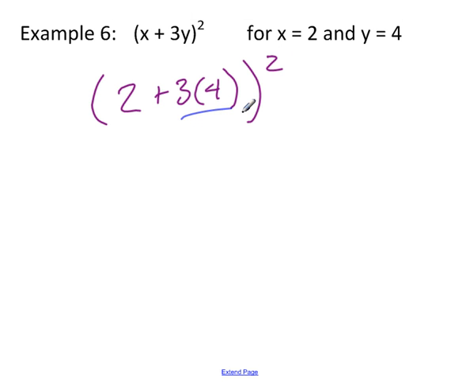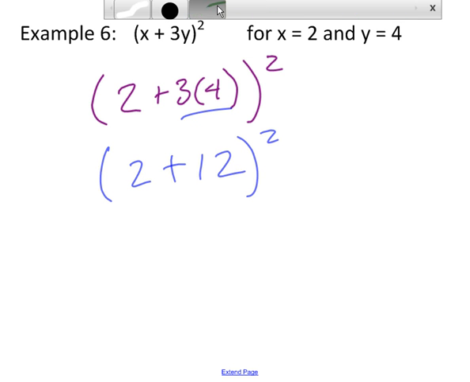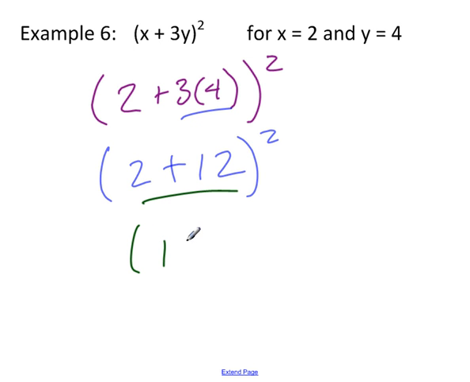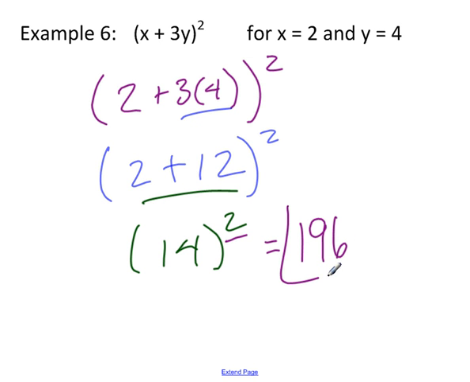We are multiplying on the inside. So I'm going to get 2 plus 12, and don't forget my square on the outside. Alright, next we're going to add our two guys here in the middle. That makes 14 squared. And lastly, we take care of that 2 on the outside. Our square, 14 times 14. 1, 9, 6. Sweet. All done.